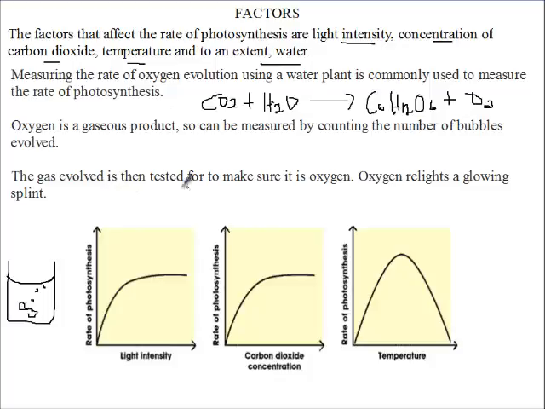The gas evolved is then tested to make sure it is oxygen. Oxygen is tested by taking a glowing splint closer to the gas. If it goes off, that means the gas is not oxygen. But if it relights, that means the gas is oxygen.